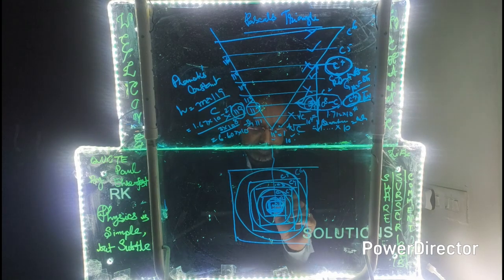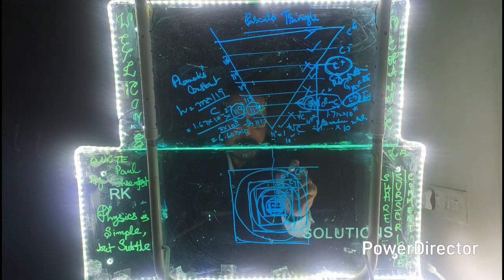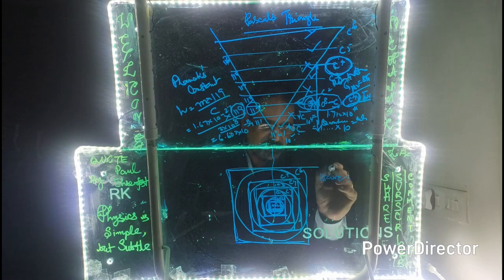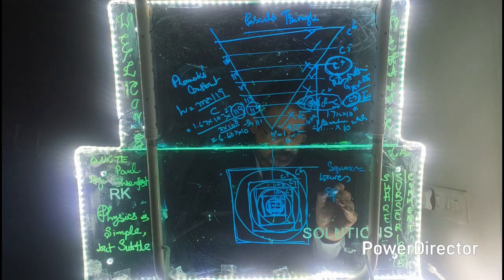So basically, this is a wave. All the squares here, this one, this one, this one, this one, this one, all waves. Squares equal to waves. Spheres equal to particles.